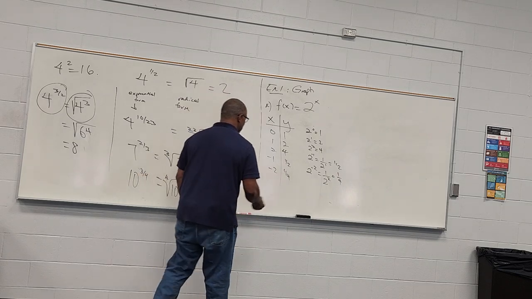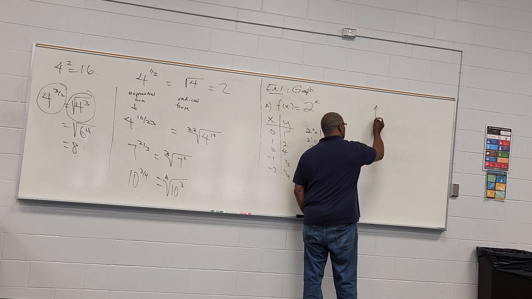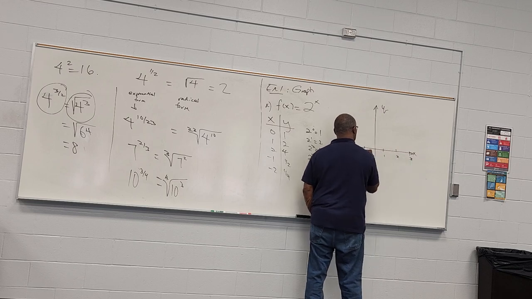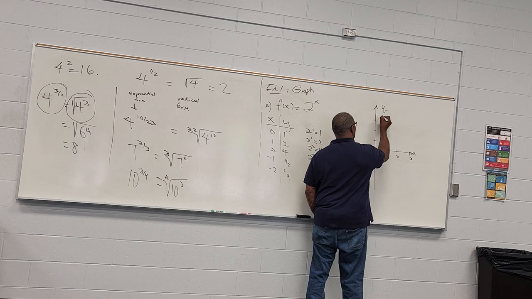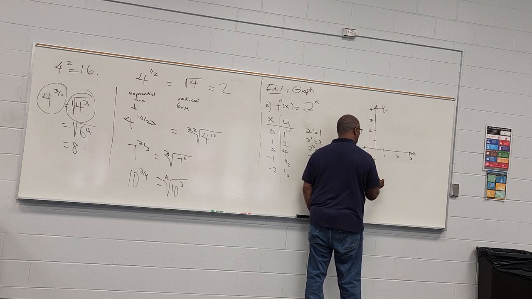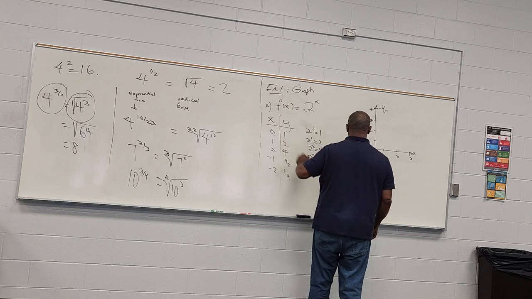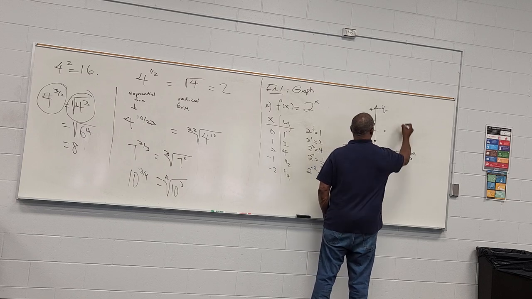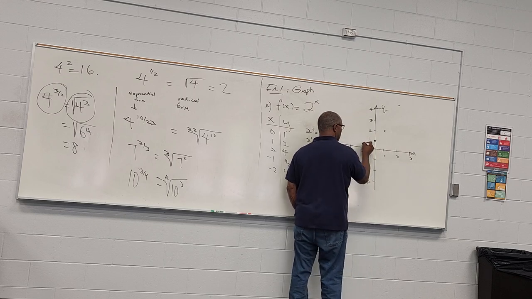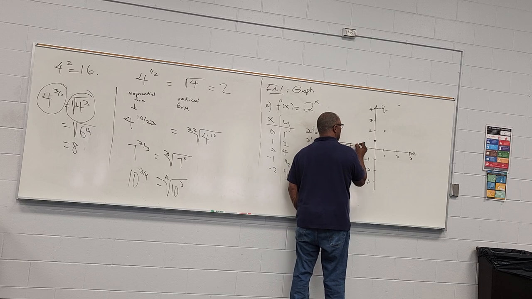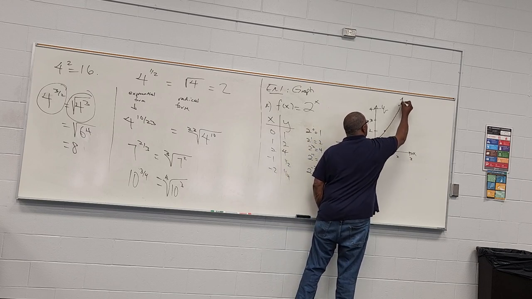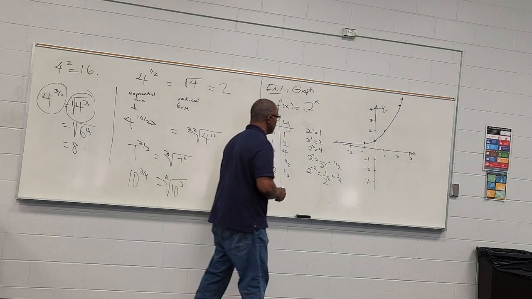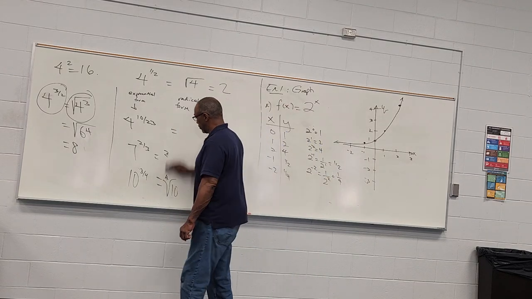Okay? And if you want, you can do more points. I think this is probably enough. X, Y. All right, 0, 1, right here. 1, 2, I go over 1, up 2. 2, 4, I go over 2, up 4. Negative 1, 1 half. Negative 2, 1 fourth. It's obvious what the function's doing. There's the graph of y equals 2 to the x.